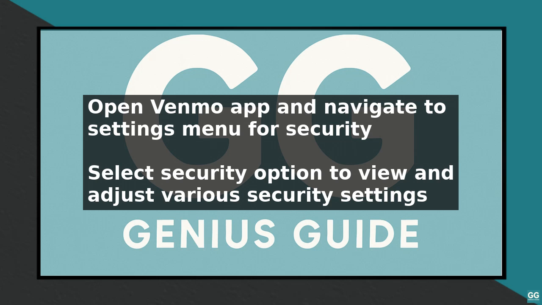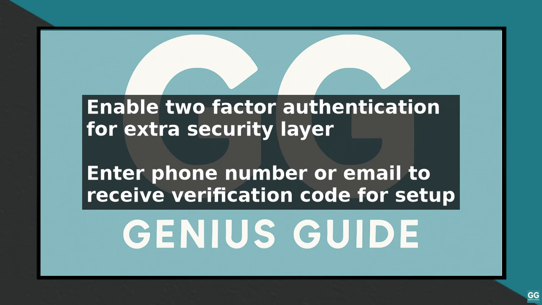The first step is to enable two-factor authentication. This adds an extra layer of security to your account by requiring a verification code sent to your phone or email in addition to your password. To enable two-factor authentication, select the option and follow the prompts to enter your phone number or email address. You will then receive a verification code. Enter this code to complete the setup process.